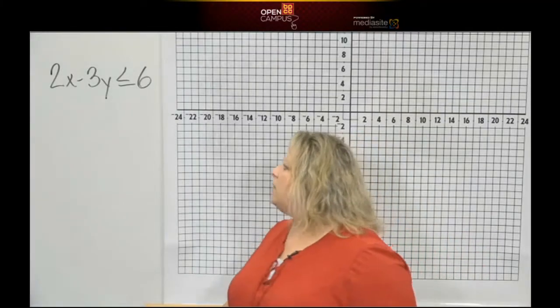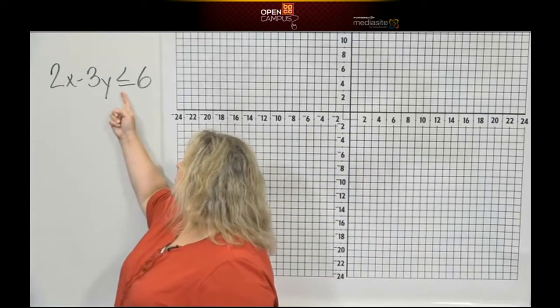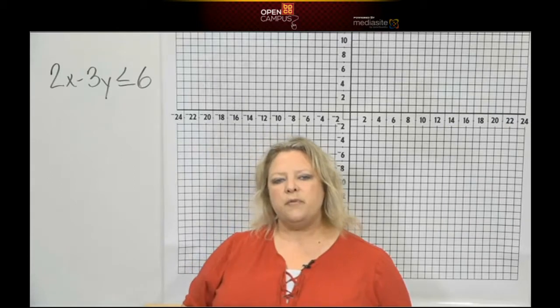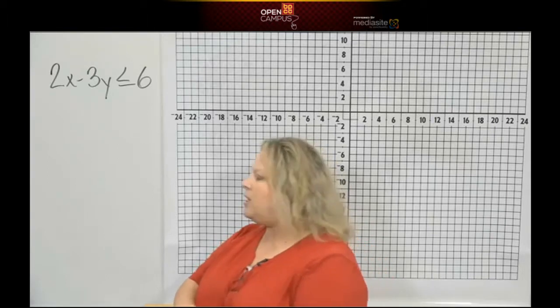All right, here we go. We have 2x minus 3y less than or equal to 6. So what I said before was we have to isolate the y. Remember that? y equals mx plus b. Let's do that right now, shall we?